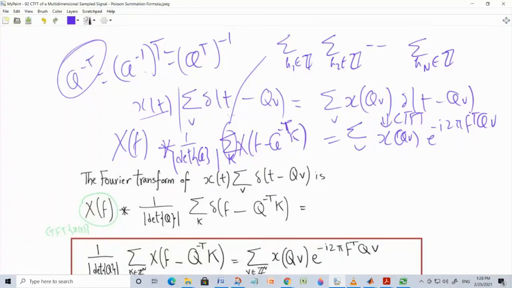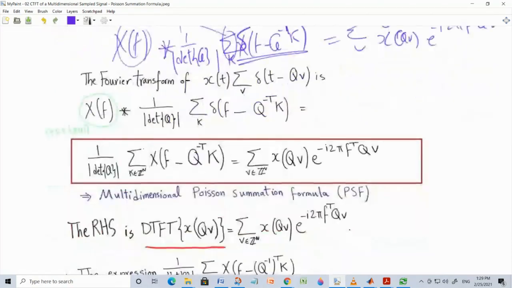And then by the properties of convolution with the delta, like in one dimension, you rewrite the summation with delta replaced by x. So this is what you get.